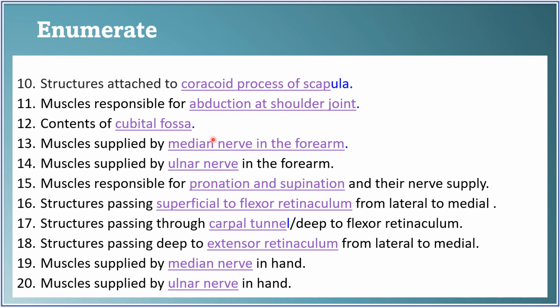Contents of cubital fossa, right? Again from medial to lateral side, the 4 contents you have to mention. Muscles supplied by median nerve in the forearm, right? 6.5 muscles. Muscles supplied by ulnar nerve in the forearm, 1.5 muscles. Then muscles responsible for pronation and supination along with their nerve supply.